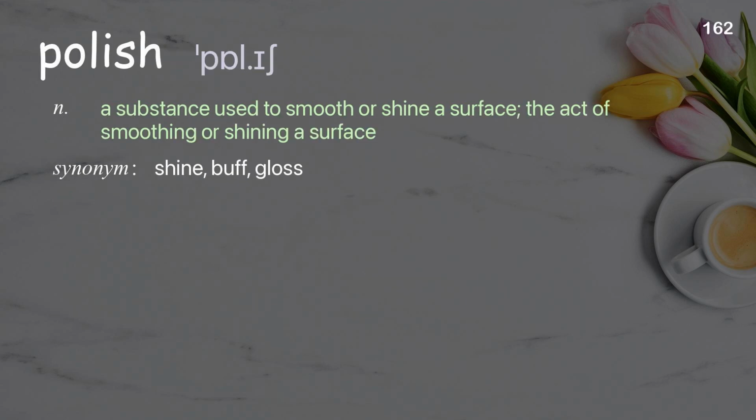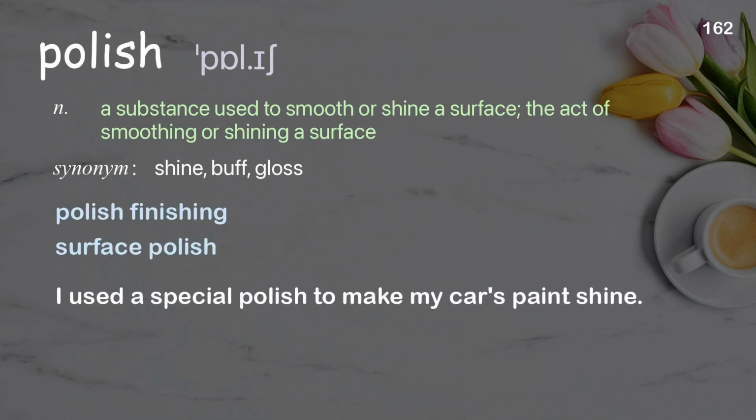Polish: A substance used to smooth or shine a surface, the act of smoothing or shining a surface. Examples: Polish finishing. Surface polish. I used a special polish to make my car's paint shine.